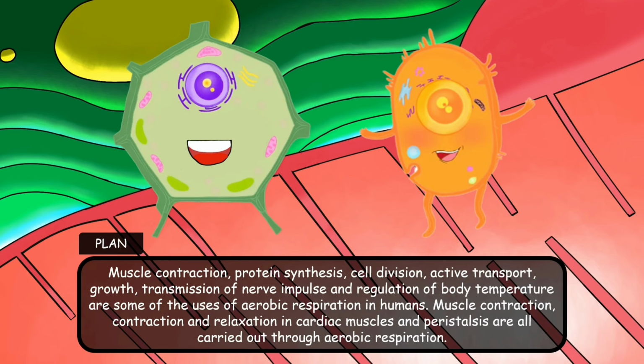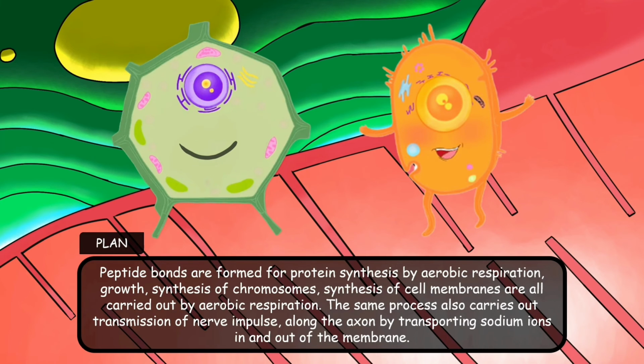Muscle contraction, protein synthesis, cell division, active transport, growth, transmission of nerve impulses, and regulation of body temperature are some of the uses of aerobic respiration in humans. Contraction and relaxation in cardiac muscle, and peristalsis, are carried out through aerobic respiration. Peptide bonds are formed for protein synthesis by aerobic respiration. Growth, synthesis of chromosomes, and synthesis of cell membranes are all carried out by aerobic respiration. The same process also carries out transmission of nerve impulses along the axon by transporting sodium ions in and out of the membrane.